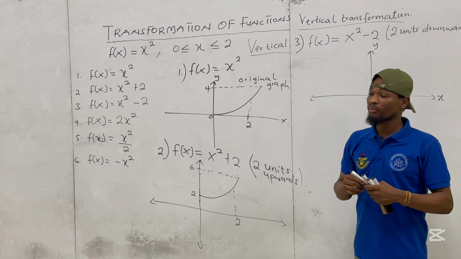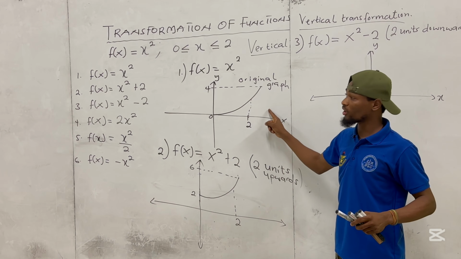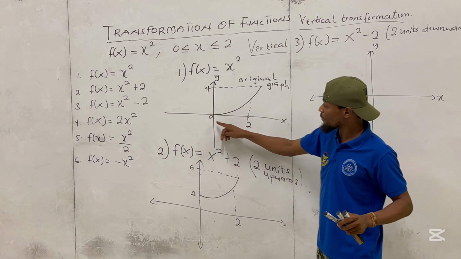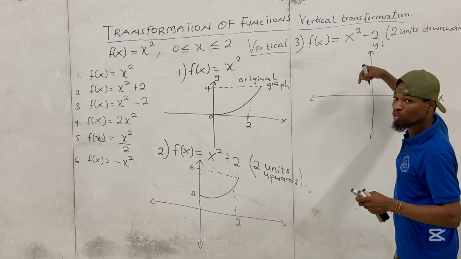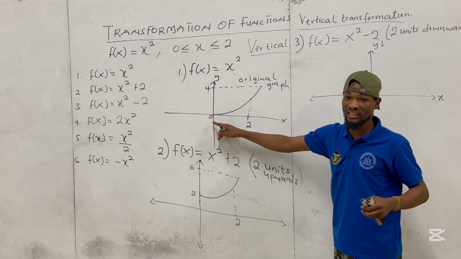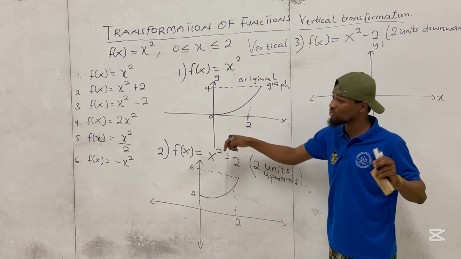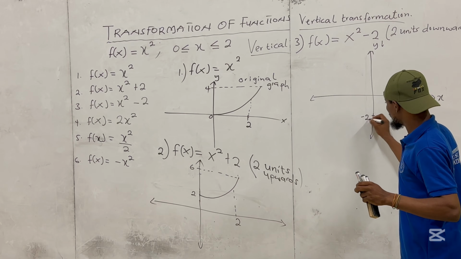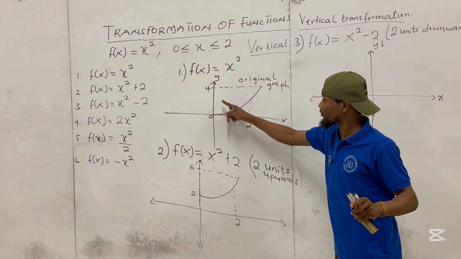So viewers, let's consult the original graph. This is the original graph, okay? And the question is saying f of x is equal to x squared minus 2. So that means the minus 2 simply tells us that we are going to move downwards by a unit of 2, vertically downwards. So I have here to be 0. Is that not so? So from 0, you move downwards by negative 2, right? So here will be my negative 2.